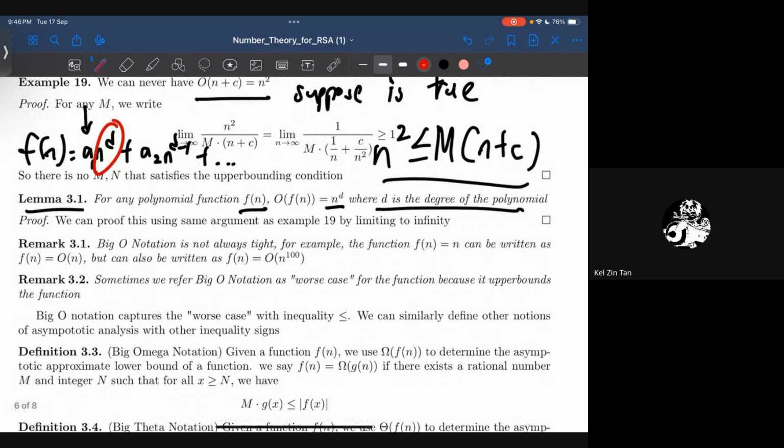Okay, but big O notation is not always tight. For example, if f(n) is equal to n, I can write it like this, right? But it can also be written as f(n) is O(n to the power of 100), because what I am doing is just looking at the upper bound. So I can make my degree as large as possible, and that will still make my condition true. So far any questions?